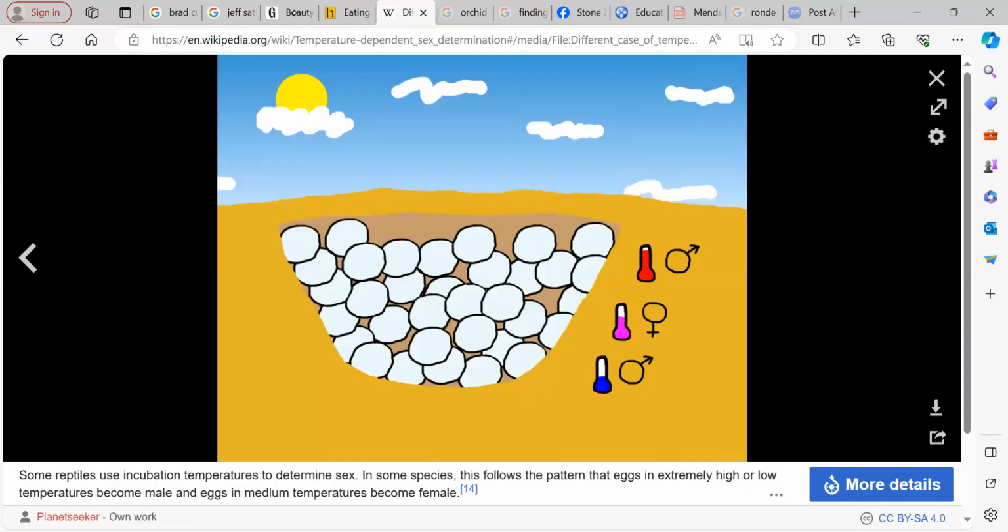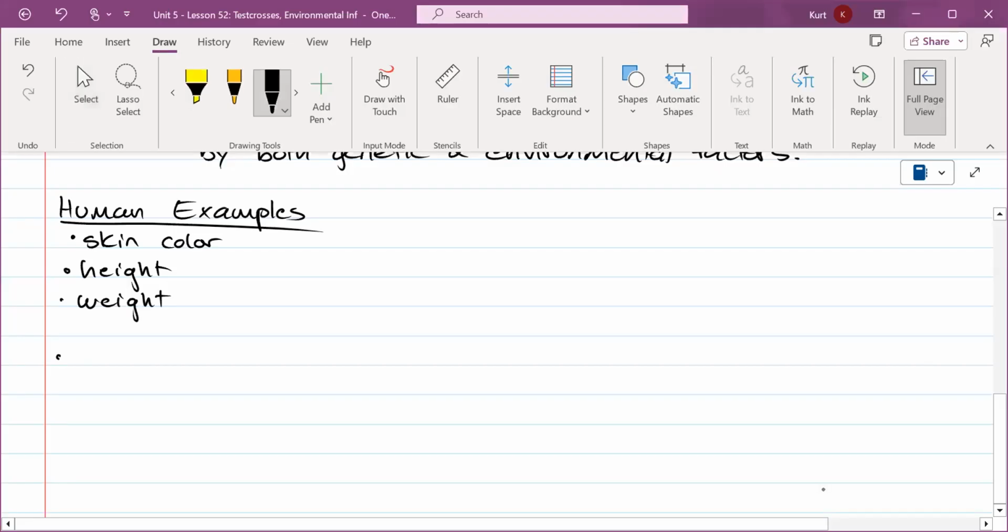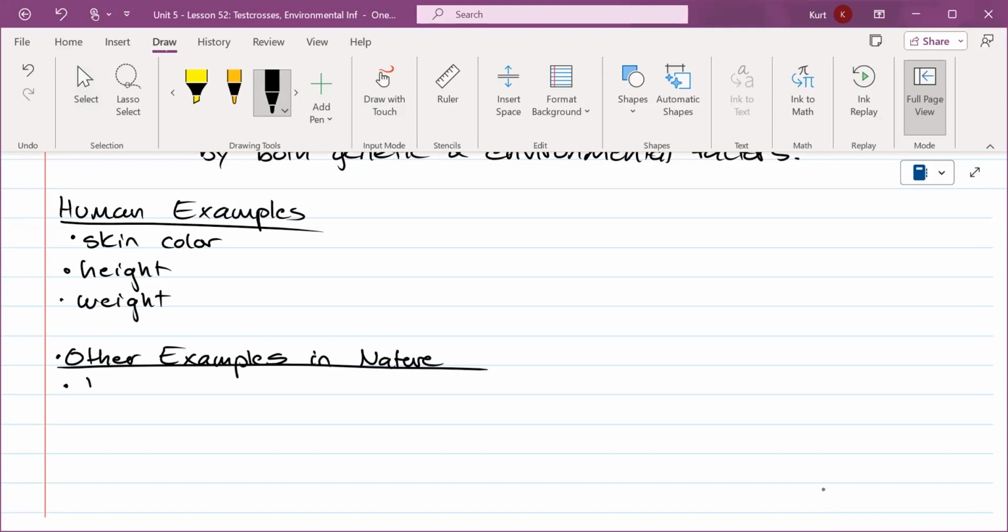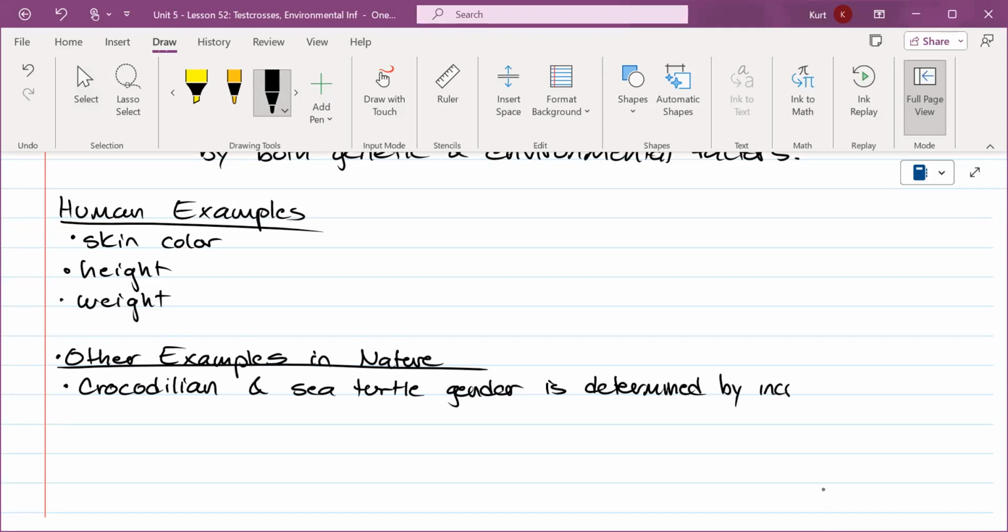Okay. All right. Let's go back. And I want to give you some other examples in nature beyond humans. Other examples of the environment influencing your phenotype in nature. One is going to be crocodilian, which are alligators and crocodiles, and sea turtle. Gender is determined by incubation temperature.